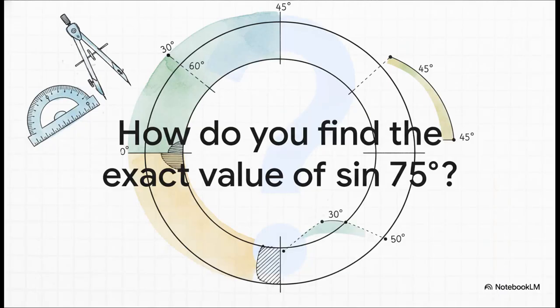All right, so let's get right to the heart of the matter. How in the world do you find the exact value of sine 75 degrees? I mean, you know your unit circle, right? You've got 30 degrees, 45, 60, but 75? Yeah, that's not one of the usual stops. So what's the plan? How do we even begin to tackle this?